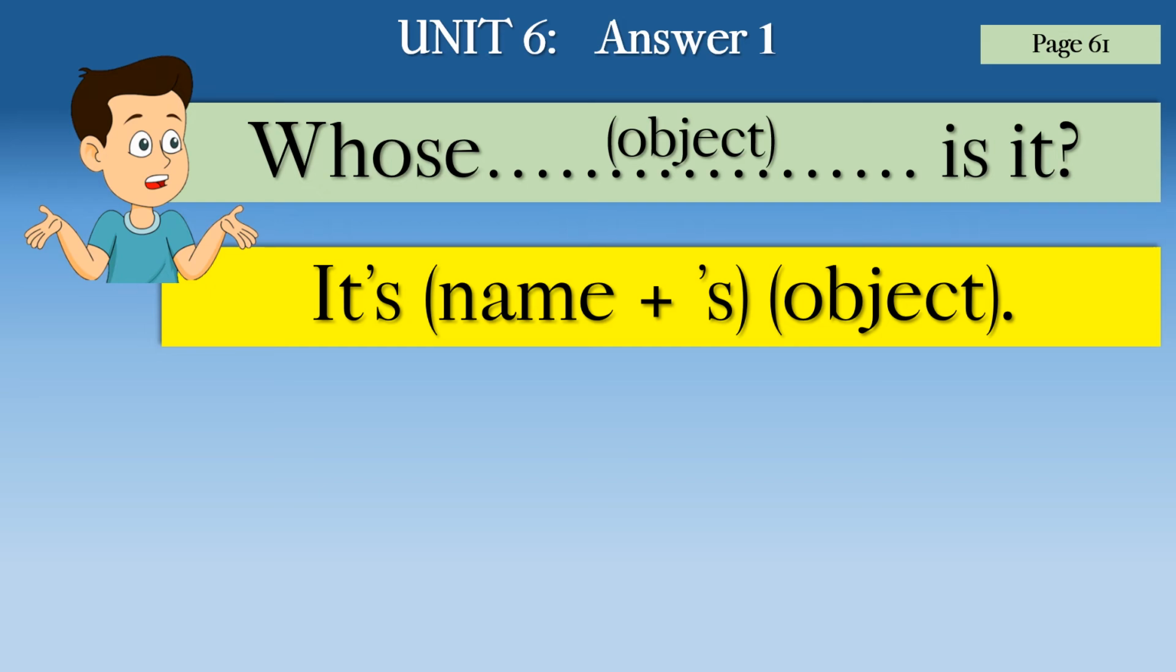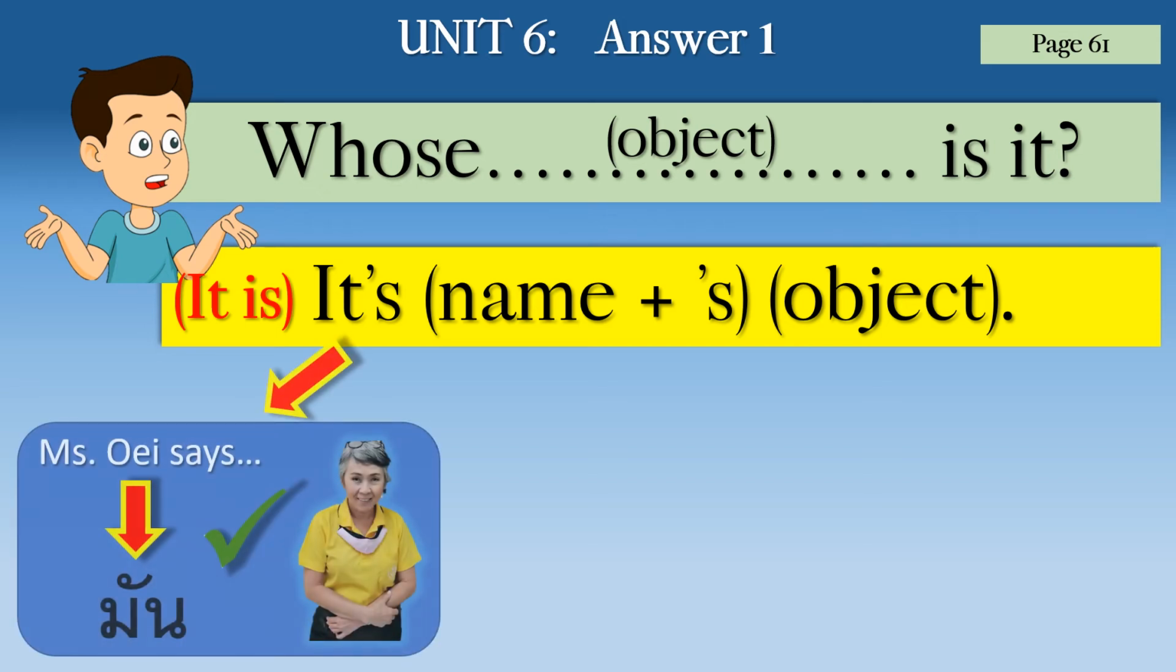Don't forget that we use it's. What is it's? It's actually two words put together. It is. But we make it shorter and faster. It's. Whose lunchbox is it? It's Rosa's lunchbox.